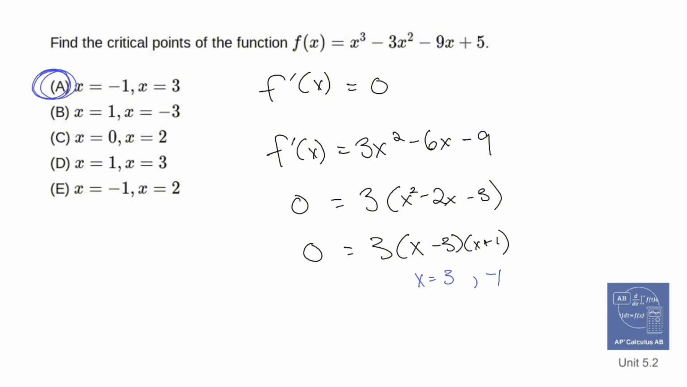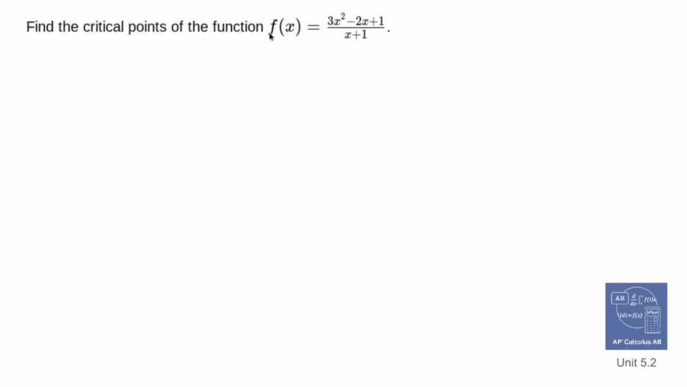Fun stuff. Find the critical points of the function f of x equals 3x squared minus 2x plus 1 all over x plus 1. Well, usually when we're finding the critical points, we have some type of polynomial. Well, now we have a rational function, which means not only do we care when f prime of x equals 0, but we also care about when the original function is undefined. So we'll deal with that when we have to deal with that. It's kind of obvious. But right now we need to find where f prime of x equals 0.